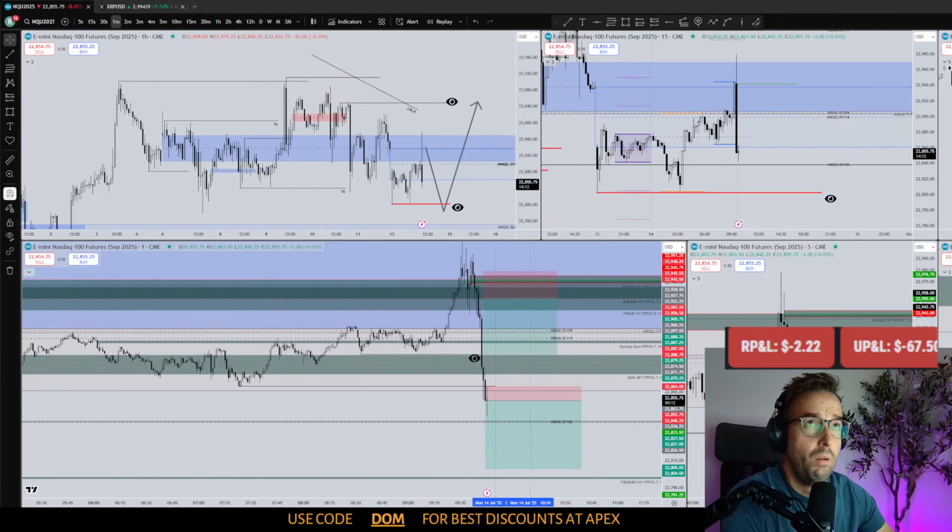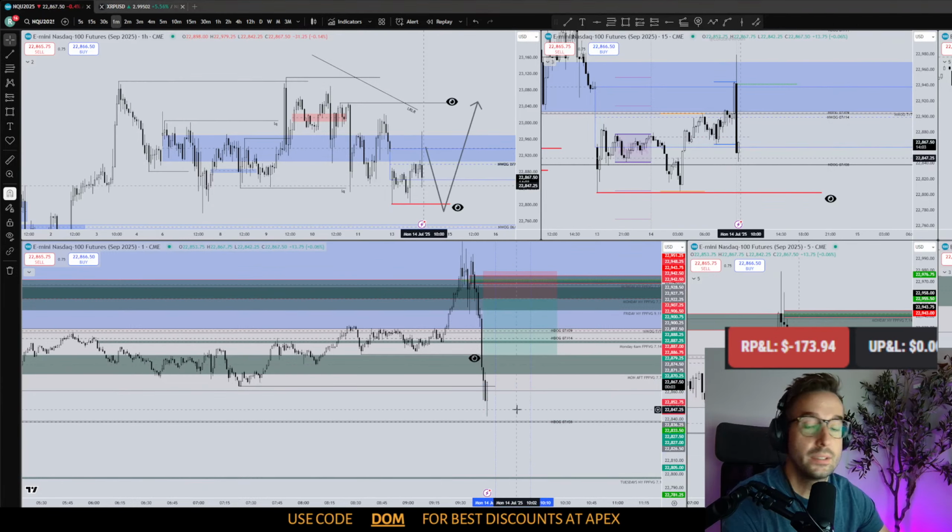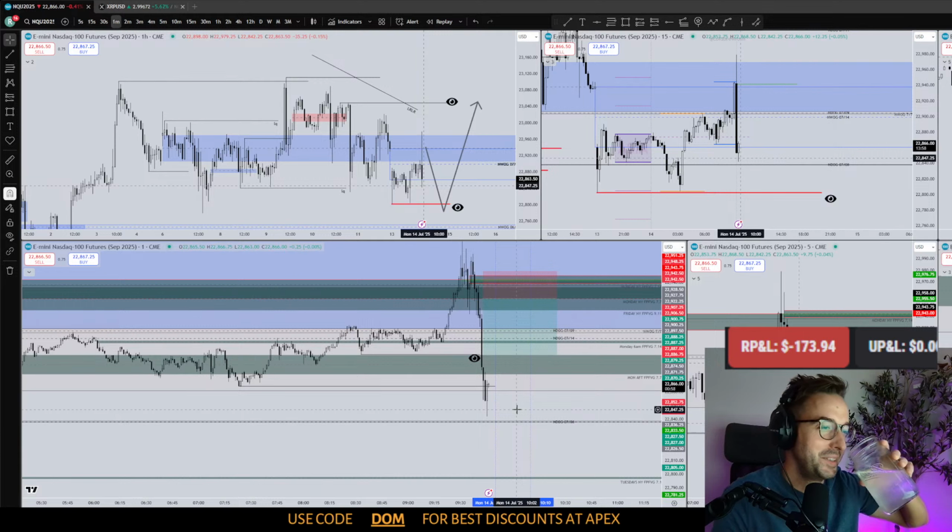Again, high risk here. Don't recommend you taking it, guys. I just have some buffer to play with here. And there you go. I've been tagged out for -1. Again, stupid trade, but I'm just impatient for Monday.